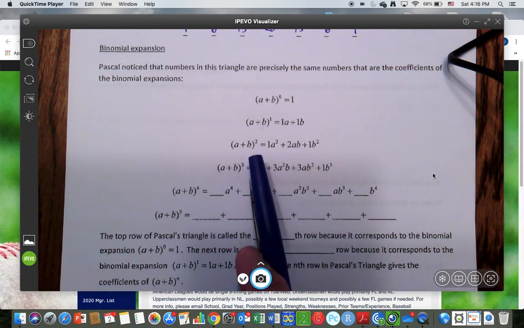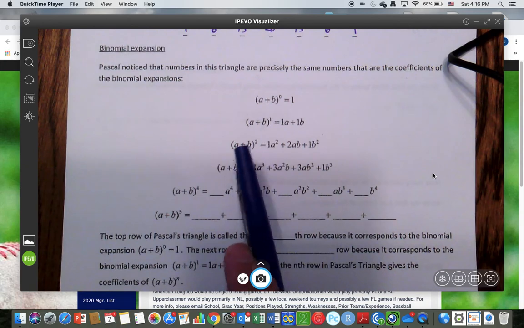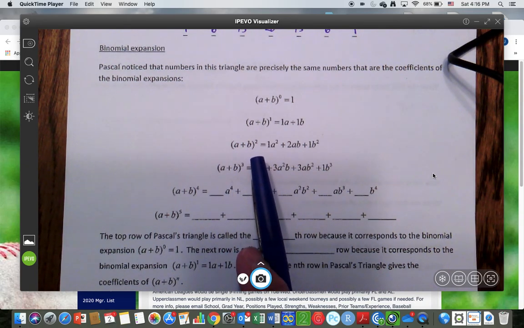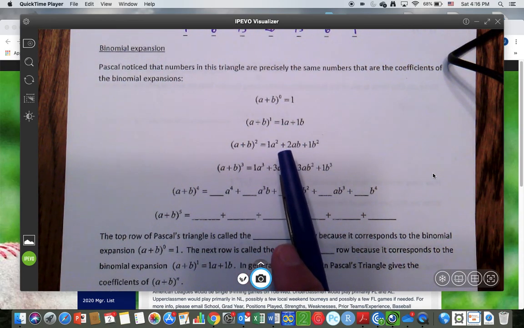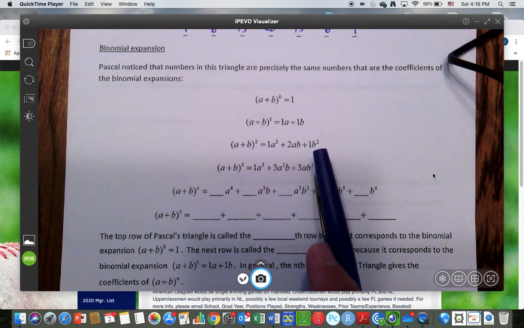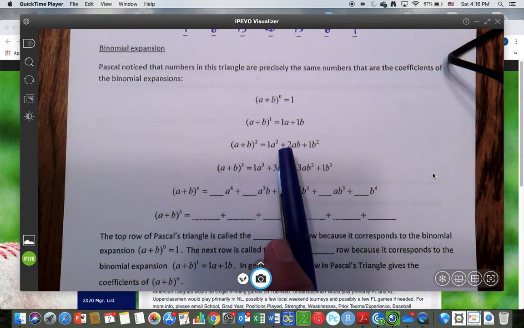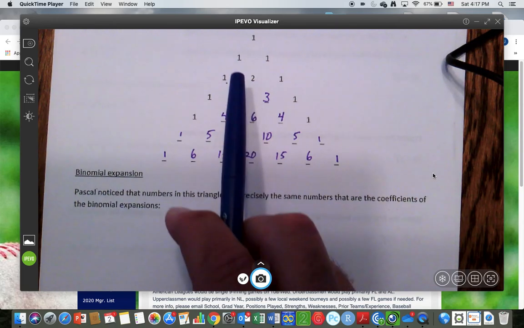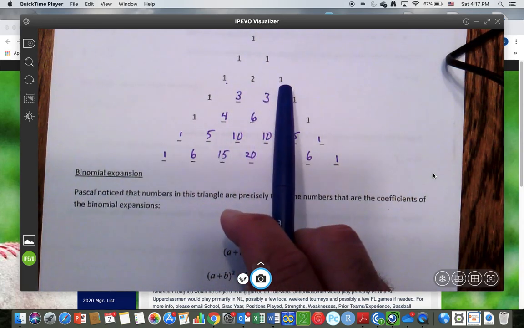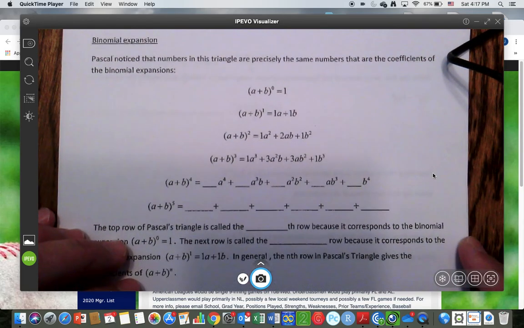What's a plus b squared? Well, a plus b squared is a plus b times a plus b. And if we FOIL that, we end up with 1a squared plus 2ab plus 1b squared. That's cool. 1, 2, 1. Look at the third line. 1, 2, 1. All right.